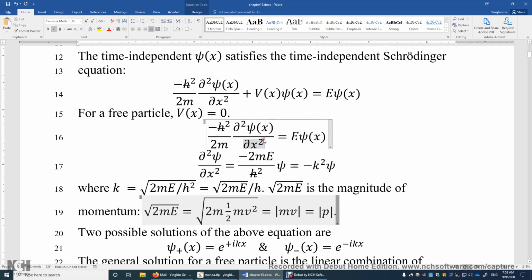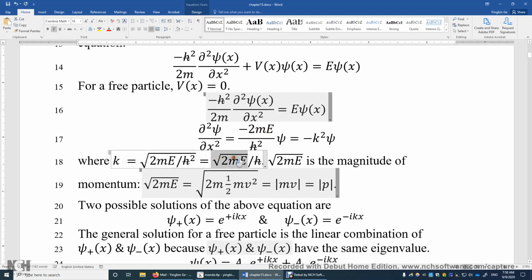How do we solve this equation? First, we simplify this. The second derivative of psi is simply -2mE over h bar squared times psi. This still looks a little complicated, so I'm going to replace this with just -k squared by defining this k to be the square root of 2mE over h bar squared. What's the physical meaning of this? The physical meaning of the square root of 2mE is the magnitude of the momentum of this particle.